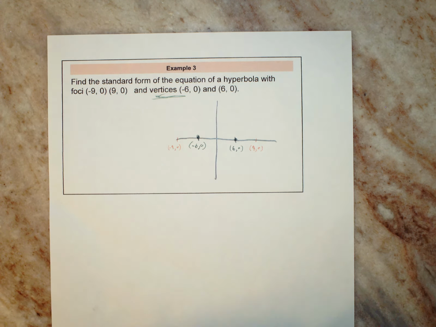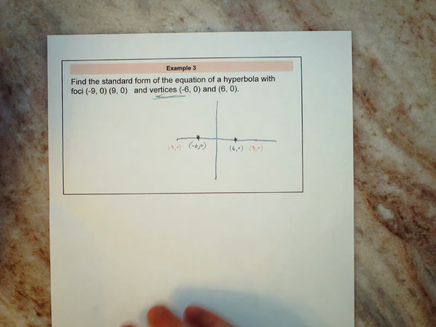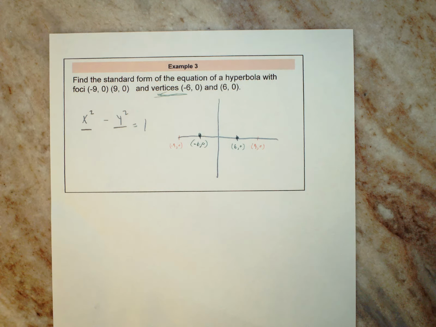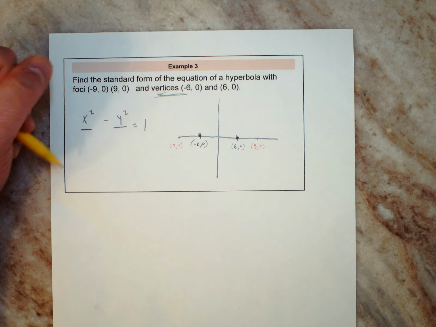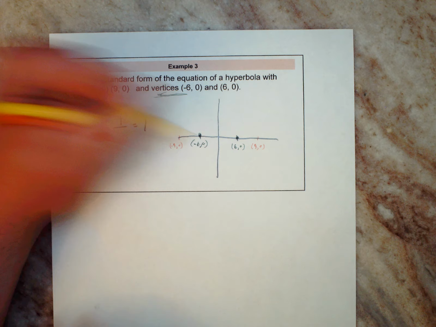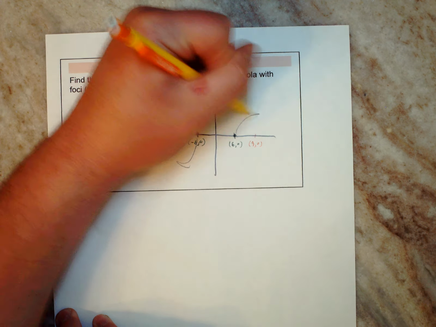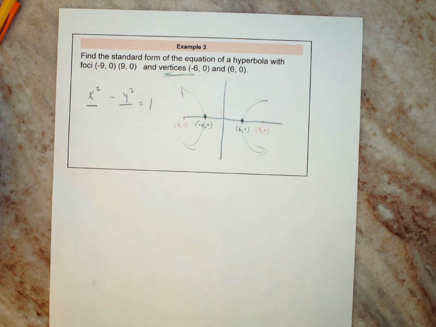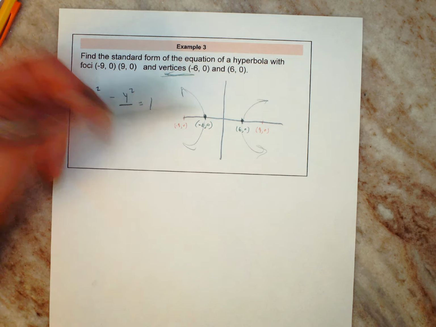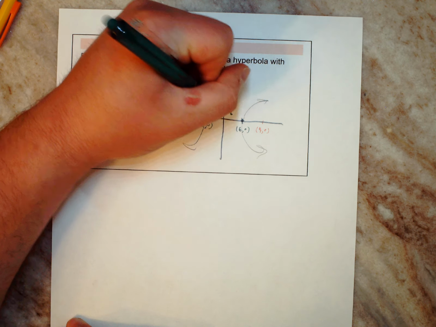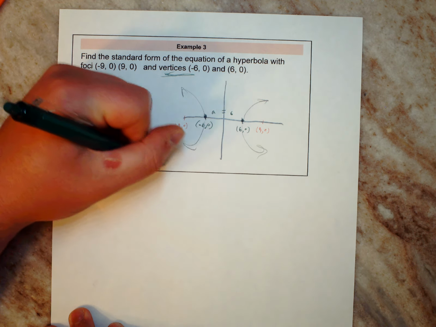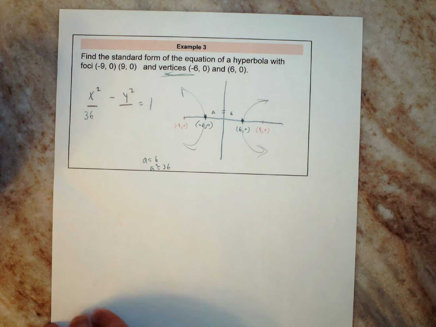So since they are horizontal, that tells me that the x squared is going to be positive. So I'm going to write it out like this, because the a squared is going to be positive, and that's going to go under the x squared. So it's going to be a horizontal hyperbola. It's going to look like that. But we need the equation. So the a value is the distance between the center and the vertices here. So your a is going to be 6. So if a equals 6, a squared is 36.